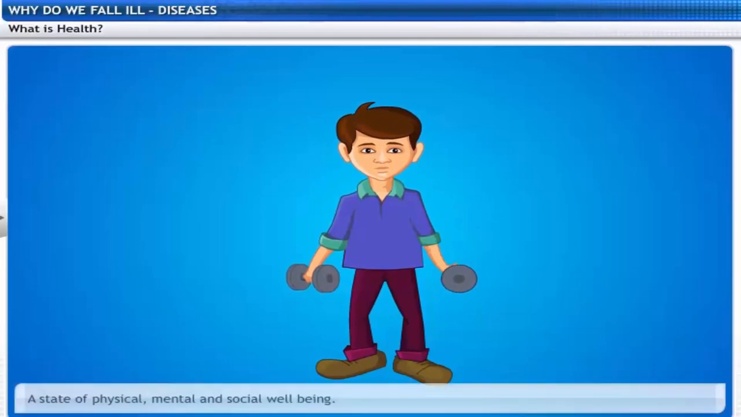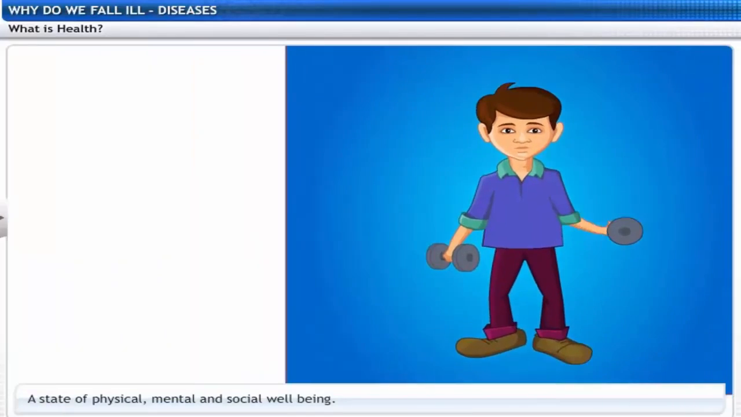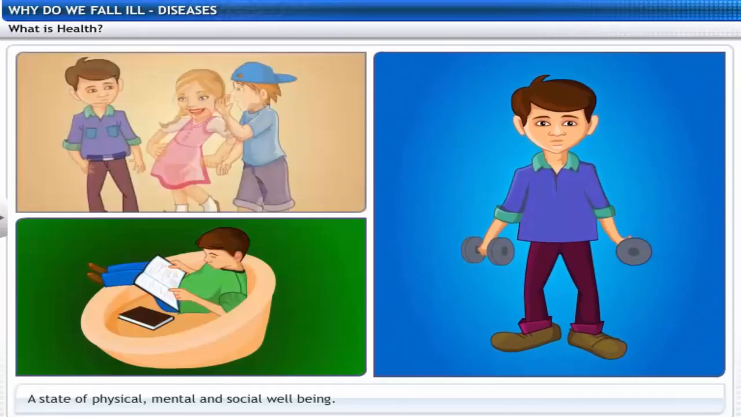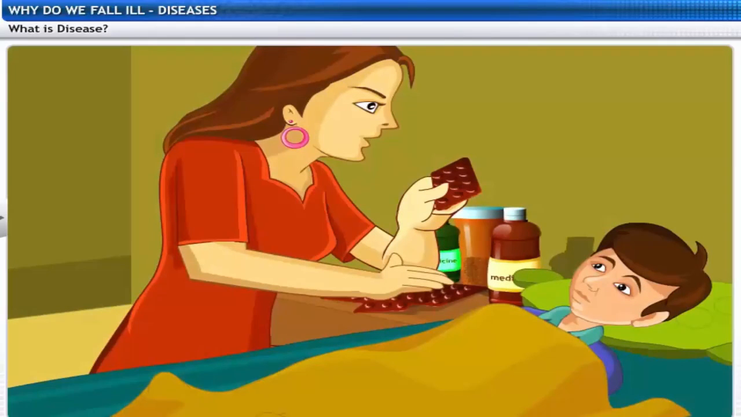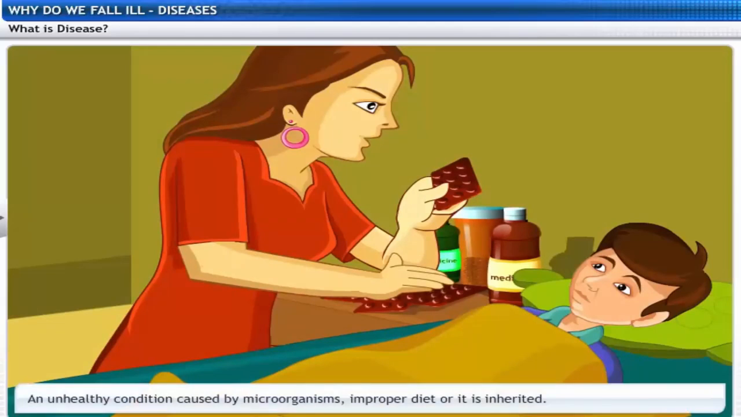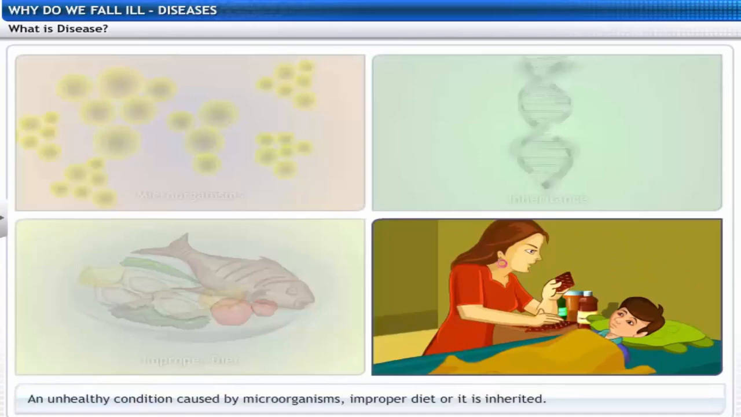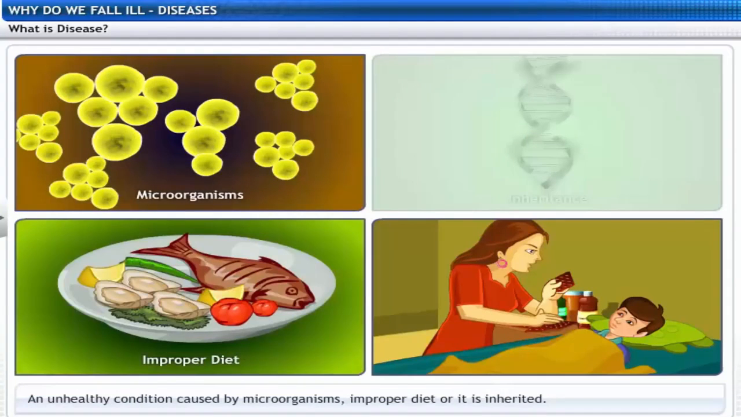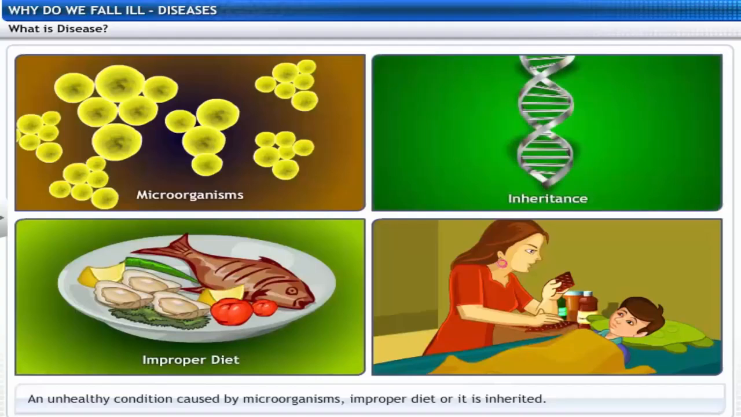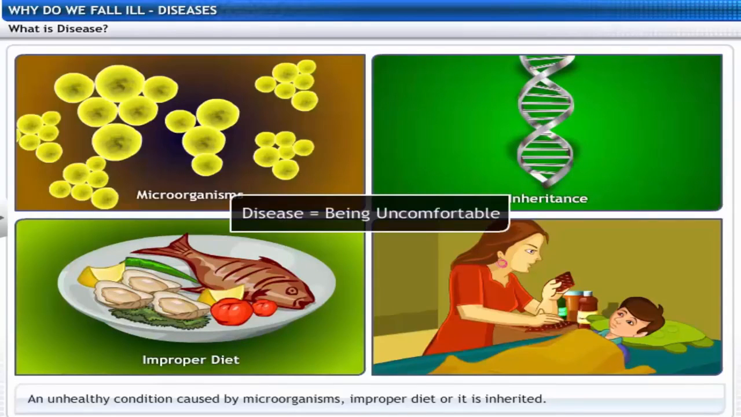Health is defined as a state of physical, mental, and social well-being. Health is often affected by diseases. A disease is an unhealthy condition caused by microorganisms, improper diet, or it may be inherited. Disease literally means being uncomfortable.